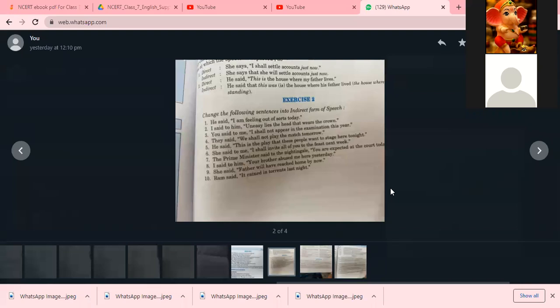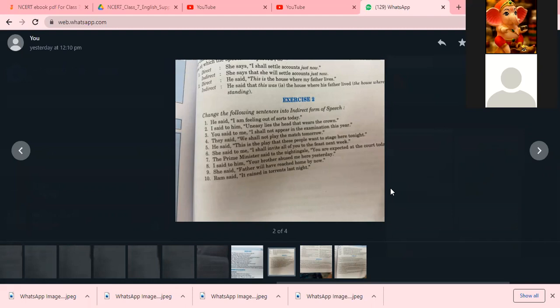Speak again. Once again, some confusion is there. He said that. That is the play that those people. That night. The Prime Minister said to the Nightingale, you are expected at the court today. Now make changes. The Prime Minister told the Nightingale that she was expected at the court that day.